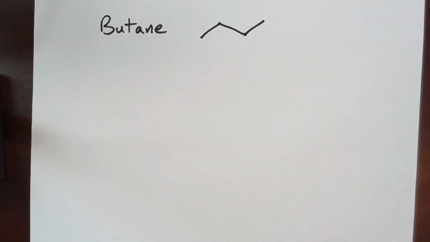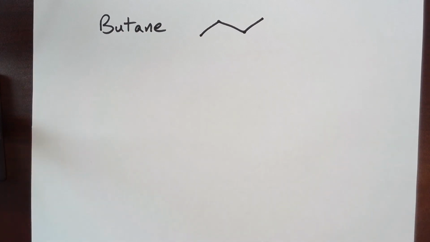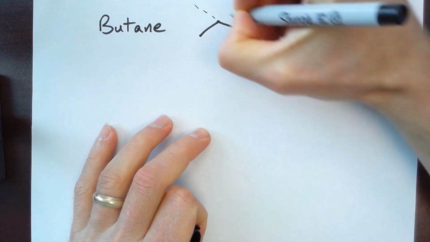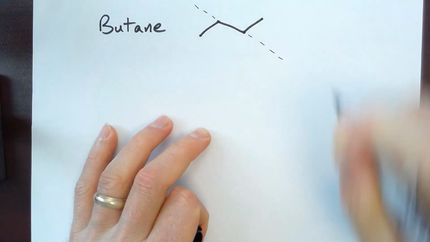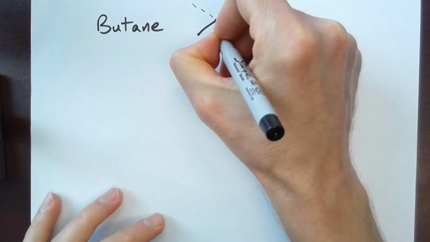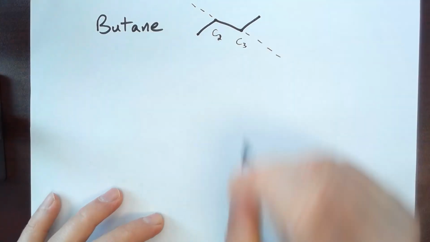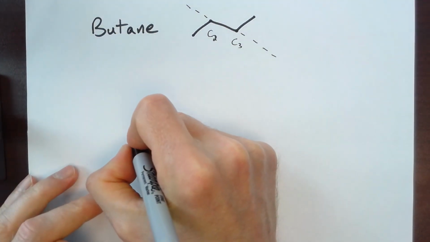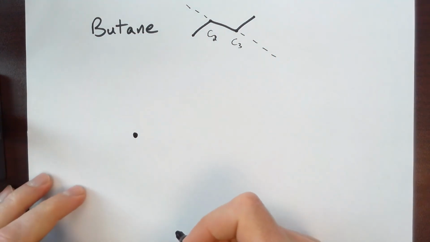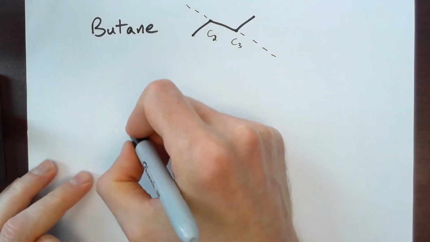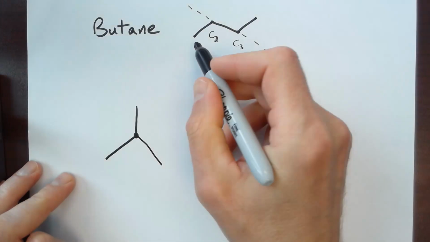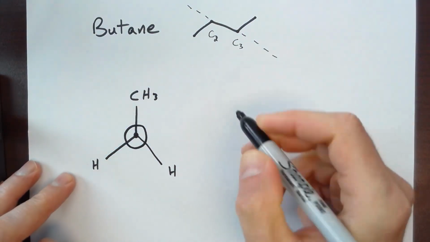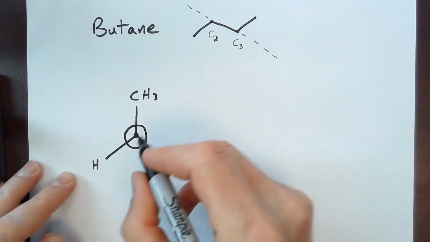So now I want to look at butane, and we're going to look down this bond axis right here, that carbon-carbon bond axis, the C2 to C3 bond axis. We're going to look down that bond. If I put a dot showing the C2, I've got 3 things coming off of that. I've got a methyl group and 2 hydrogens. And then for the back carbon, the C3 carbon, I've got 2 hydrogens and a methyl group.